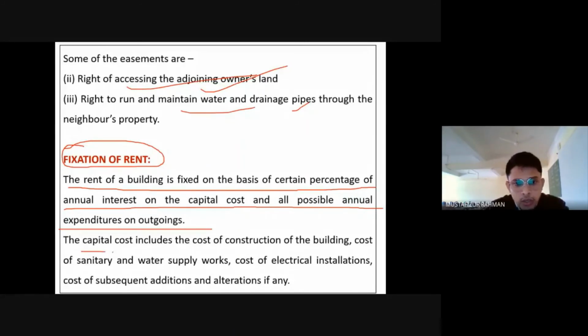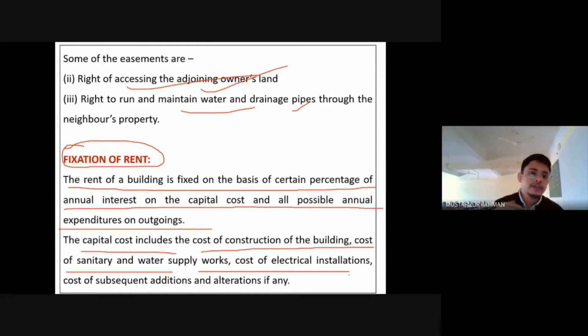So the capital cost includes the cost of construction, building cost, sanitary, all these things you did, right? To create the facility, you have constructed the building, you have given water supply, there are electrical installation, all these things, you spend money on them, right? So definitely you want to have something back, you want to have some income, and you have to pay the expenses. So the income that you need plus the expenses, that has to be covered by the rent.